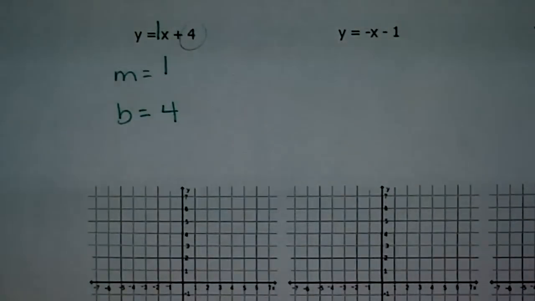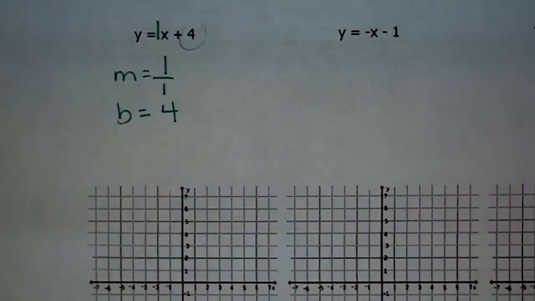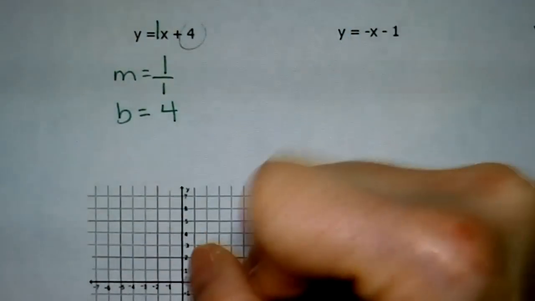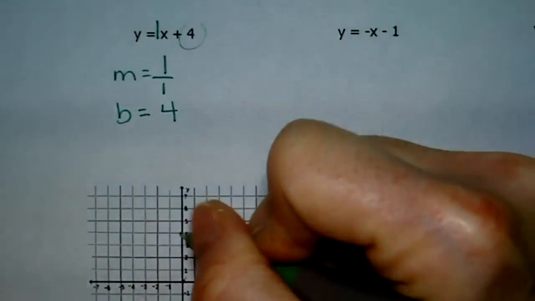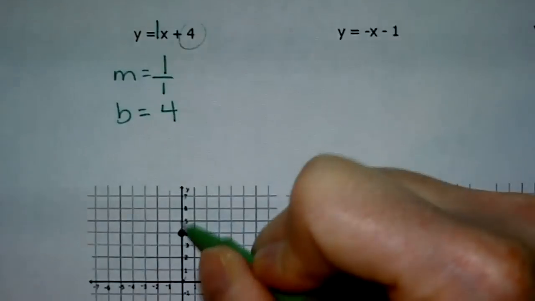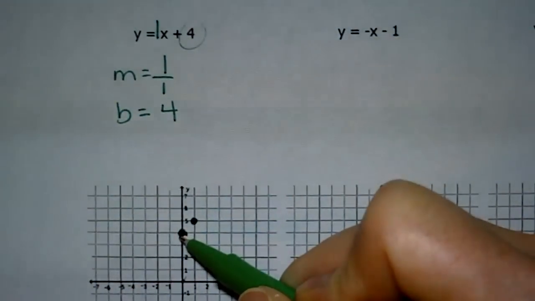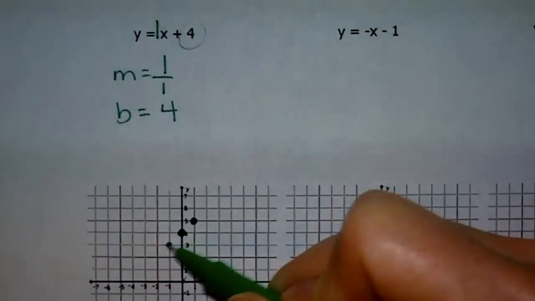I do need my slope to be rise over run though, right? So if I don't have a run, I'm going to put a 1. So my slope here, 1 over 1. Y-intercept is 4. Plot that. 1, 2, 3, 4. And if my slope is 1 over 1, that means I'm going to go up 1 and right 1. Now if you want to, you could go down 1, left 1.